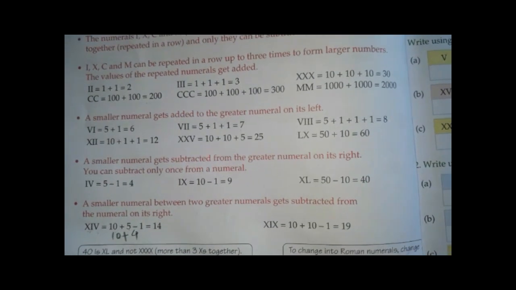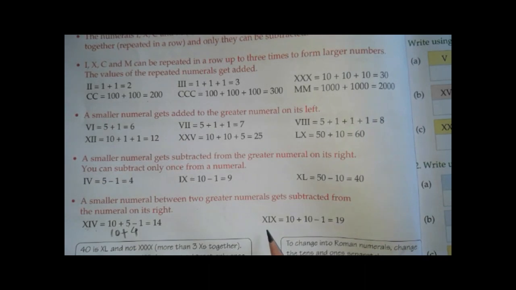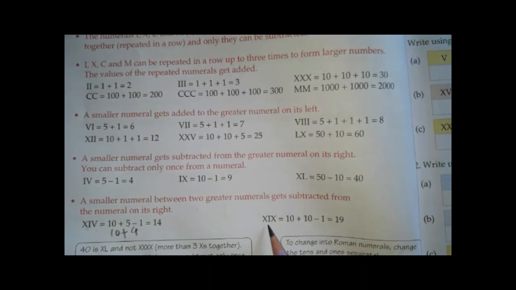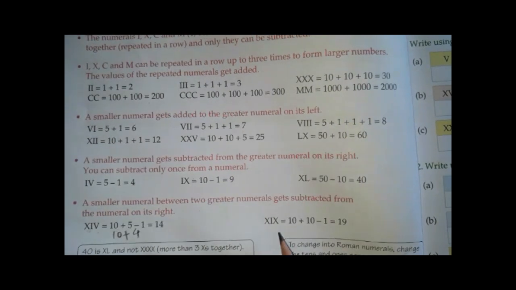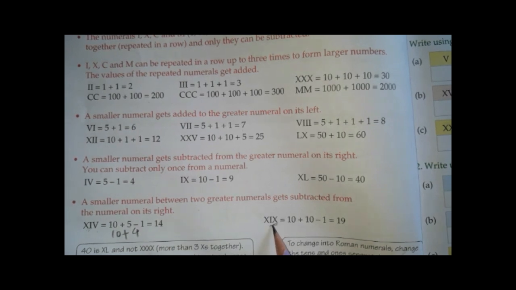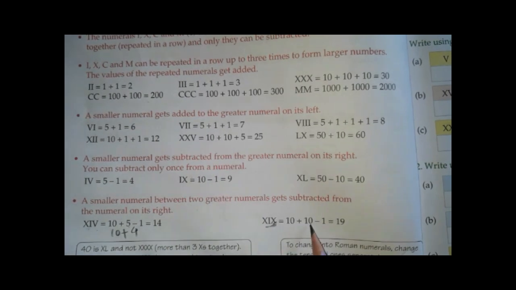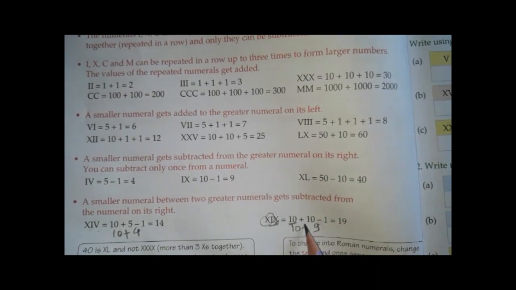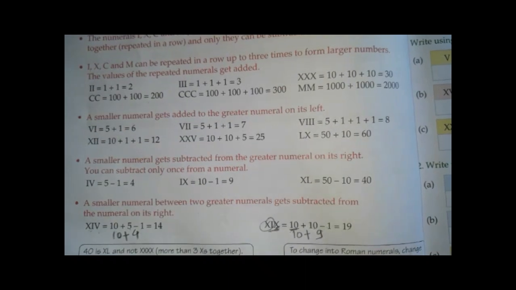The same thing I will explain from this example here. X and X, and between them I is written. I is smaller than the two, so it will get subtracted from the numeral which is at its right. This I will get subtracted from this X. X means 10, I means 1. 10 minus 1, and this X means 10. So 10 plus 10 minus 1 is 19.